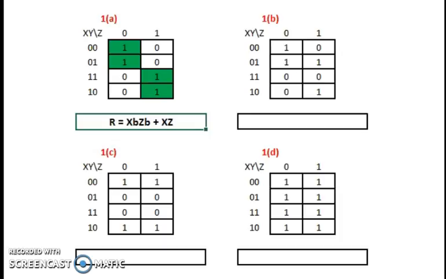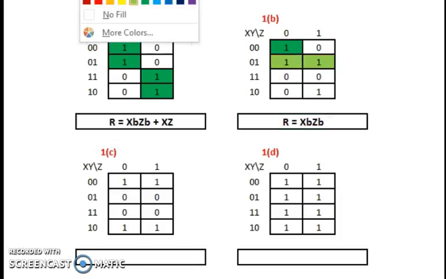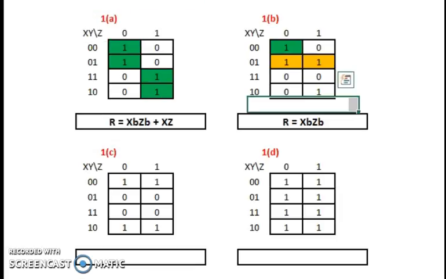Okay, then we go to 1B. We have here the same group as 1A, so just group them in one group and extract the output, which is equivalent to X bar Z bar. And then you have here one which is alone, but you can still group it in a group of 2 like this. I changed the color to yellow, orange. For this group, the output is X bar Y.